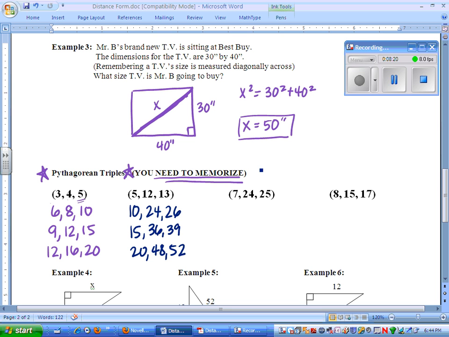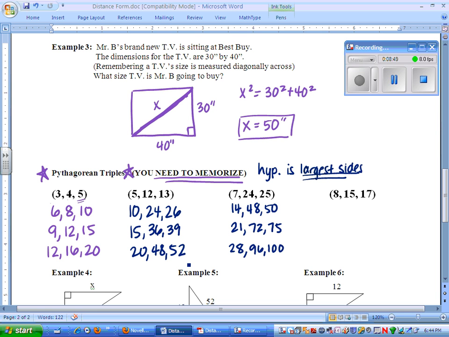Remember, the hypotenuse is the largest side. That's very important, because triples will not work unless the hypotenuse is the longest side. Moving on, for 7, 24, 25 we have 14, 48, 50. If I multiply by 3, 21, 72, and 75, and by 4, 28, 96, 100. Again, I can keep going. I can multiply by 5, and I can still continue the triples.